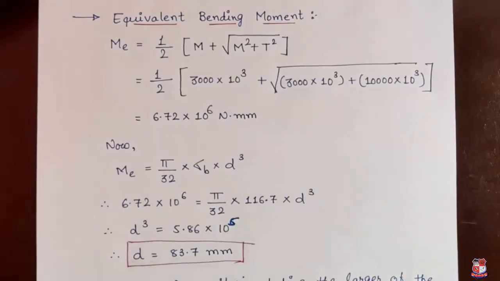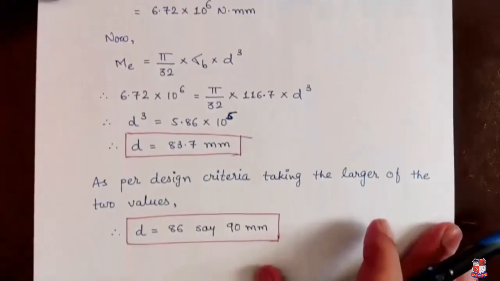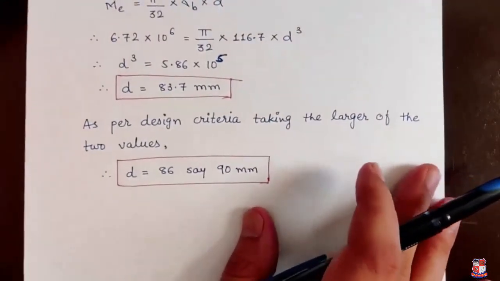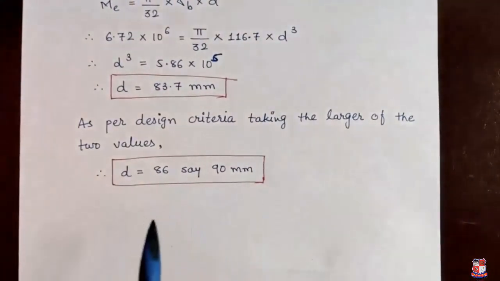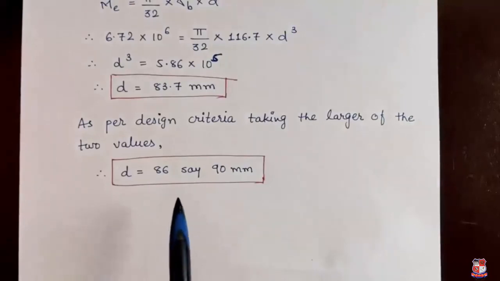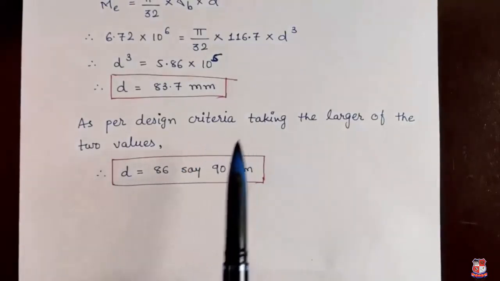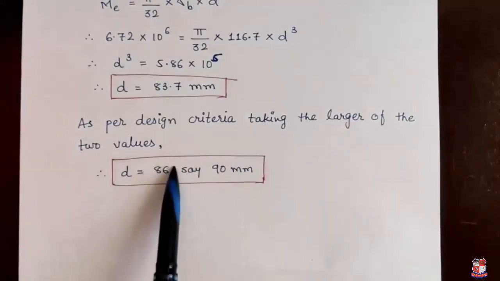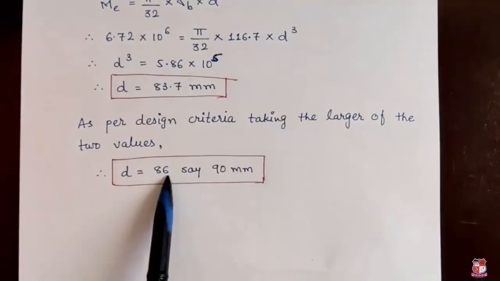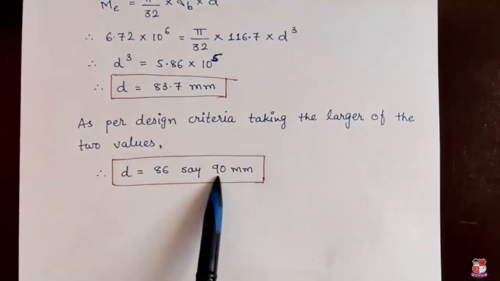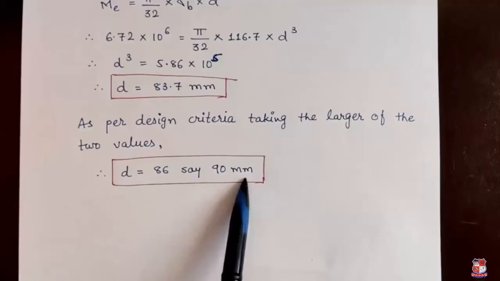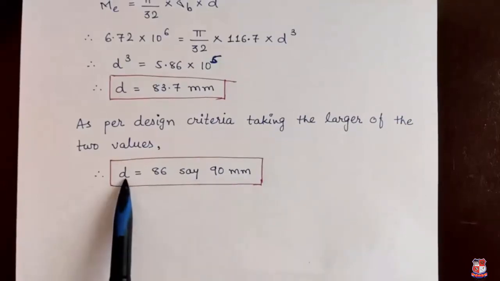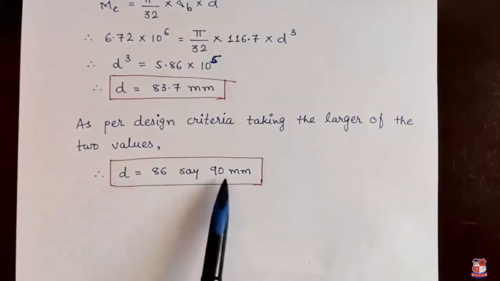By solving this equation, we will get d is equal to 83.7 mm. But as we have discussed already, we have to consider the larger of the two values which we have received from the two theories. So the larger value is 86 mm, and as per the standard size, the nearest value of shaft will be 90 mm. So our final answer is diameter of shaft will be 90 mm.